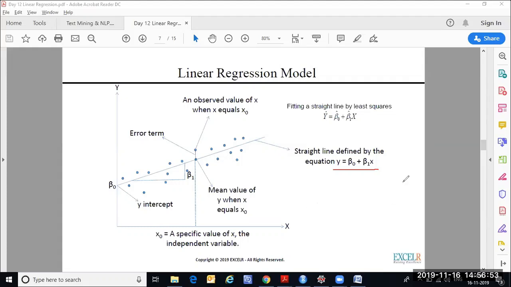But is this the only straight line that is possible to be drawn that goes through these data points? Is this the only line that we can draw, friends, that goes through these data points? How many lines can we draw?